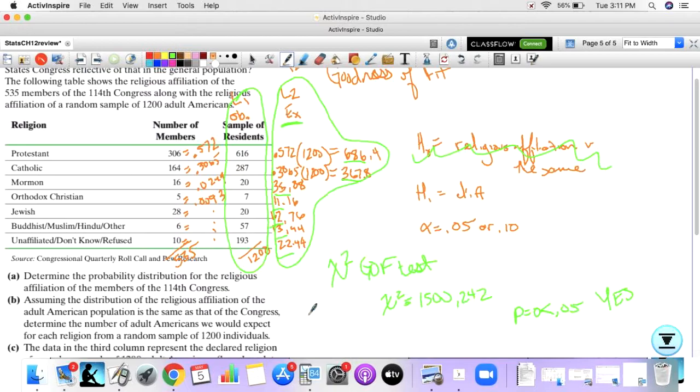If you were doing the classical method, you would have to look up a chi-squared for 6 because there's 7 groups here. And we would just subtract 1, so we would use 6 degrees of freedom, which again is going to be 12.59. We just did the 6 degrees in the previous problem. And then 1,500 is clearly in the shaded region, but it's way out here. So again, is it in the shaded region? My answer would be yes. That means there is enough evidence to reject my null. I would say that there's enough evidence to say that the religious affiliation between Congress and the residents of the U.S. are different.